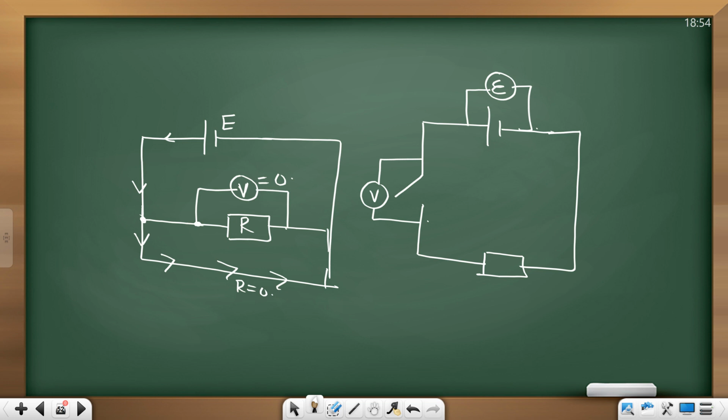Guys, if the voltmeter is on the switch and the switch is open, it will measure EMF. But when I close the switch, it has 0 resistance. Now, V is IR, but my resistance is 0, so 0 times current gives 0. Take note, you'll find that in multiple choice. When the switch is open, we measure what? EMF. But when the switch is closed, the voltmeter reading there will be what? 0.